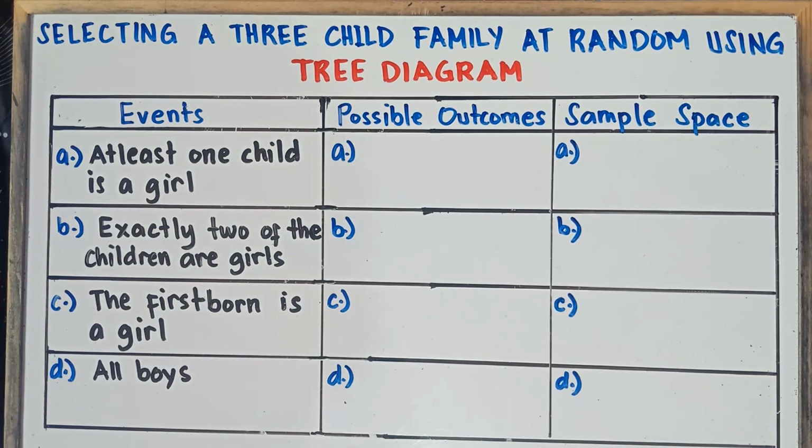Our topic for today's class is all about selecting a three-child family at random using a tree diagram. So without further ado, let's do this topic. Now this is already part 2 of our video class.